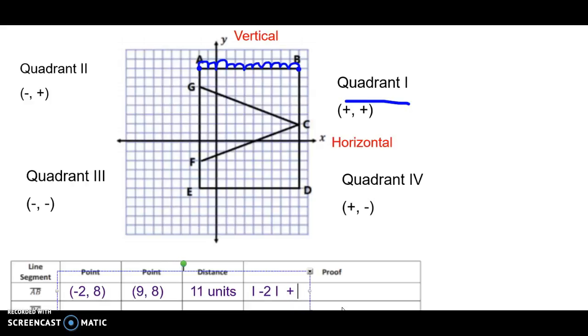We're going to be adding that to our x-axis point of B, which is 9 units. And when we do that, we really know that the absolute value of -2 is 2, and the absolute value of 9 is 9, so 2 plus 9 is 11, which proves our point.